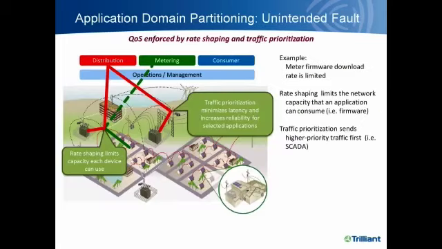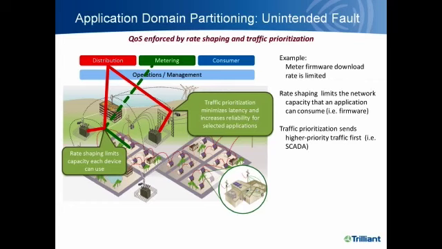Quality of service is an important aspect of application domain partitioning and is divided into two categories here, rate shaping and traffic prioritization. The left bubble shows rate shaping being used to limit the amount of bandwidth that a single user or device can consume, preserving capacity for other users, devices, and applications. The right bubble shows traffic prioritization, which can be used to ensure latency-sensitive traffic is forwarded with minimal delay.